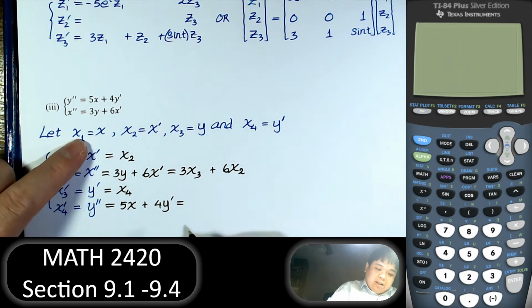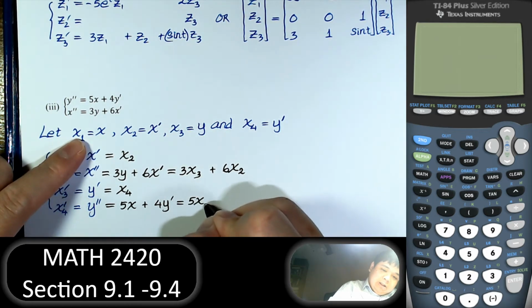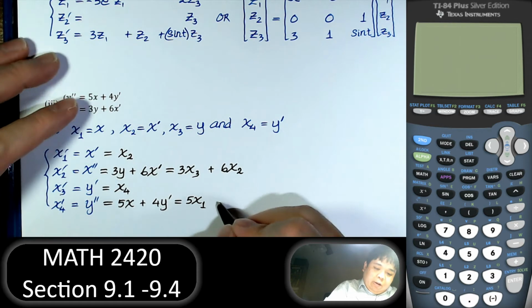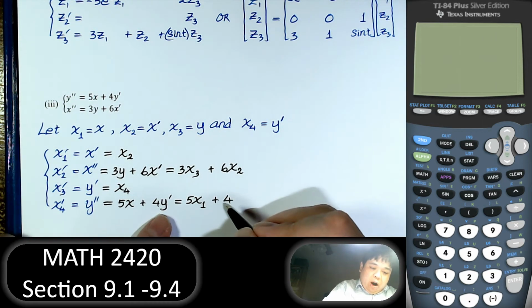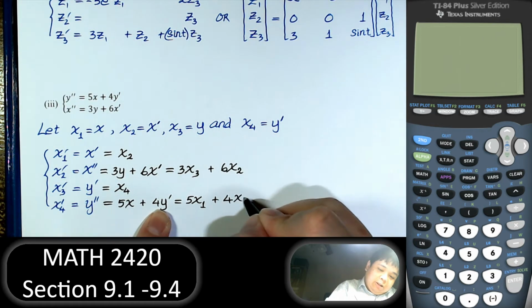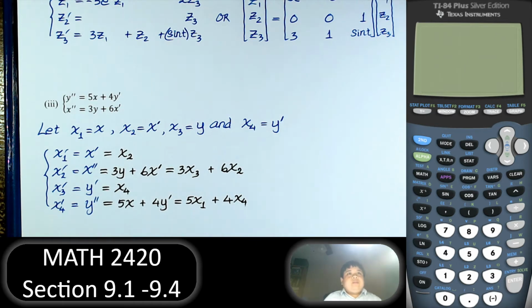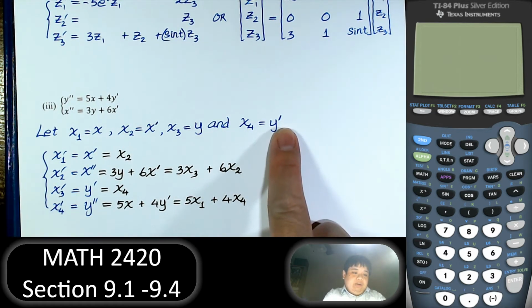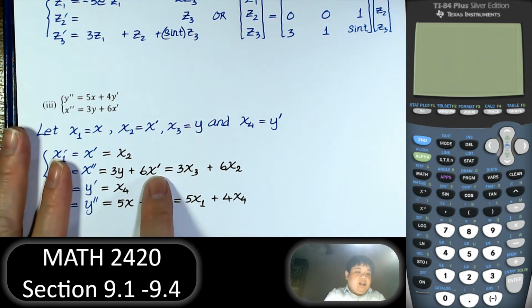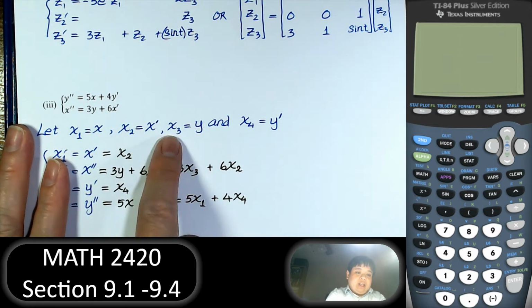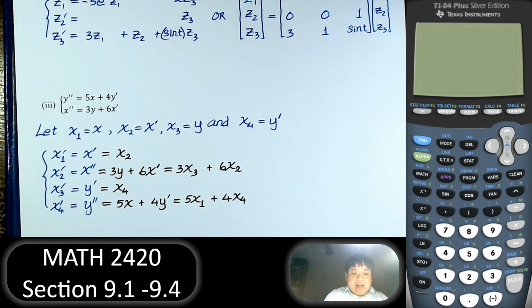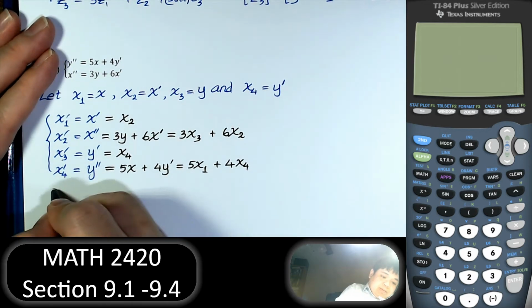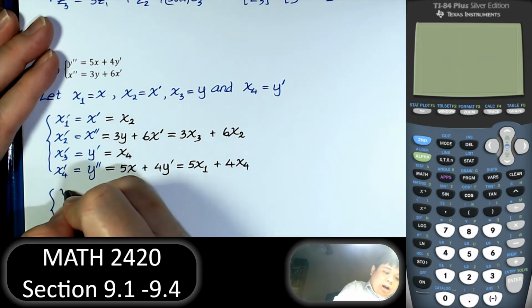5x, x is x1. 4y prime, y prime is x4. Yeah, so this is easy to write. Take the derivative, and on the right hand side, rewrite that in terms of all of the x1, x2, x3, and x4. And then with that we can put in the system of equations where we align the variables. So it's easy to put in the matrix.